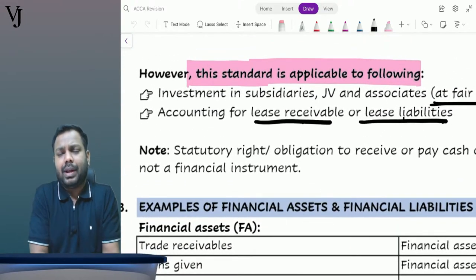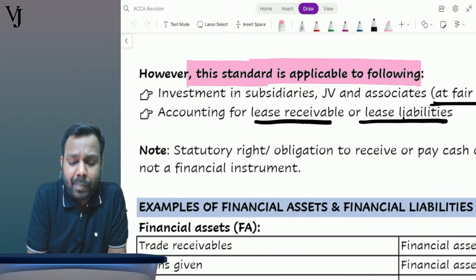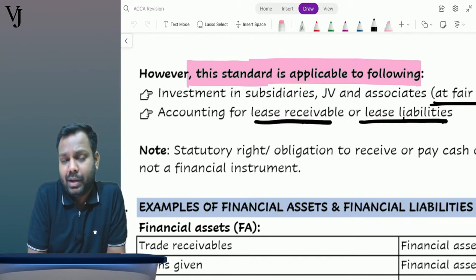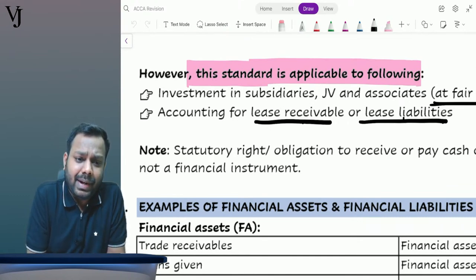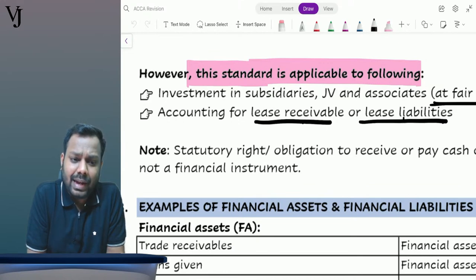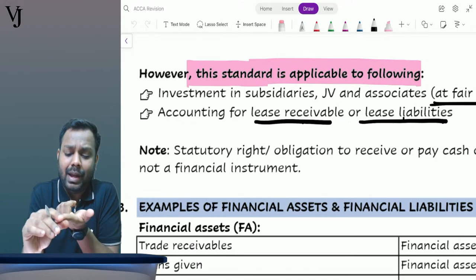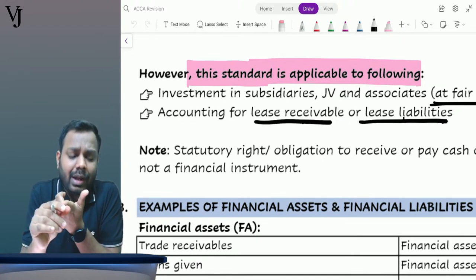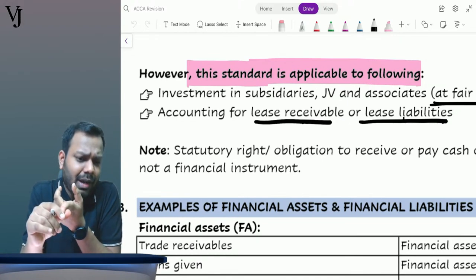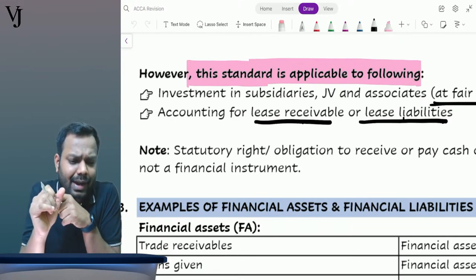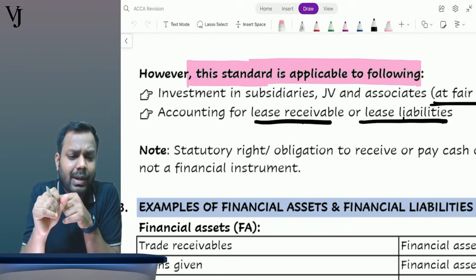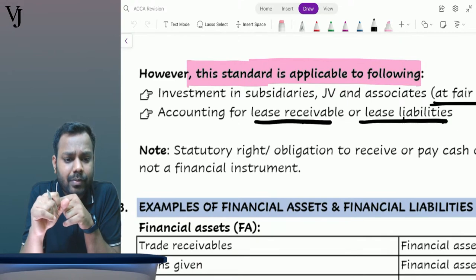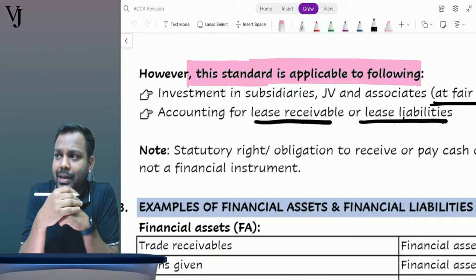Now, one more thing. Let's suppose there is an income tax payable. Tell me, is that a financial liability? Income tax payable, is that a financial liability? Because in income tax liability, I have an obligation to pay in cash or any other financial assets, right? Which I cannot avoid. So can I say that it is a financial liability, income tax payable? Come on guys, tell me. Income tax payable, is that a financial liability?